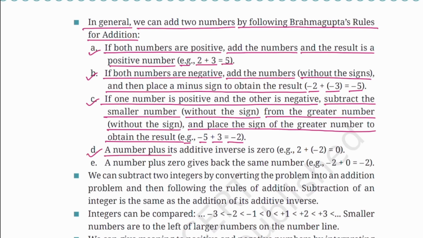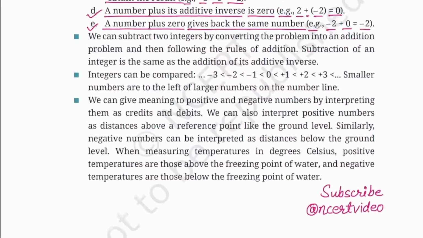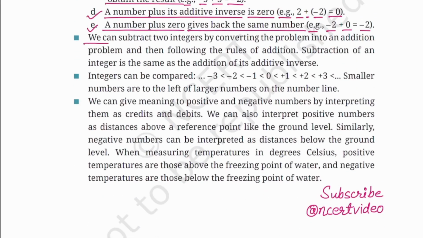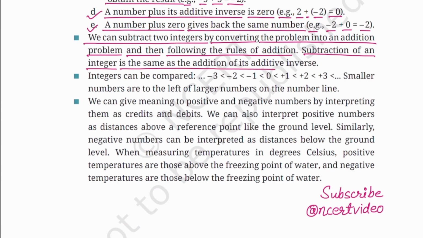D. A number plus its additive inverse is 0. Example: 2 plus minus 2 is equal to 0. E. A number plus 0 gives back the same number. Example: minus 2 plus 0 is equal to minus 2. We can subtract two integers by converting the problem into an addition problem and then following the rules of addition. Subtraction of an integer is the same as the addition of its additive inverse.